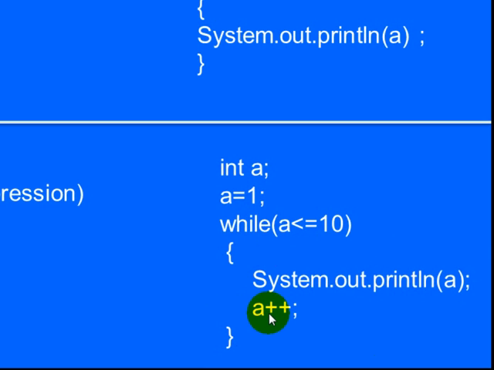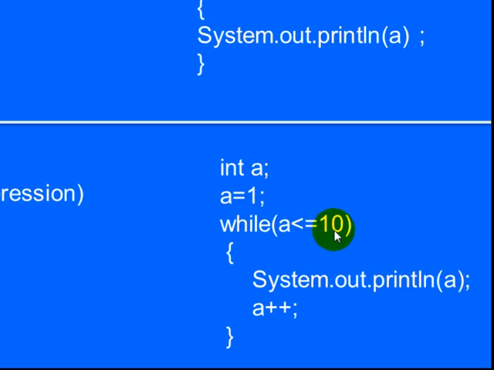After modifying the value of a to 2, the control is transferred back to the conditional part, the Boolean expression. Now again this condition will be checked. Now the value of a is 2, 2 is less than or equal to 10, again it is true, then these statements are again executed, the value of a is printed and the value of a is modified to 3 and so on. Now when the value of a becomes 10 and it is printed, then the value of a becomes 11. Now after transferring the control to the conditional part, 11 is less than or equal to 10.